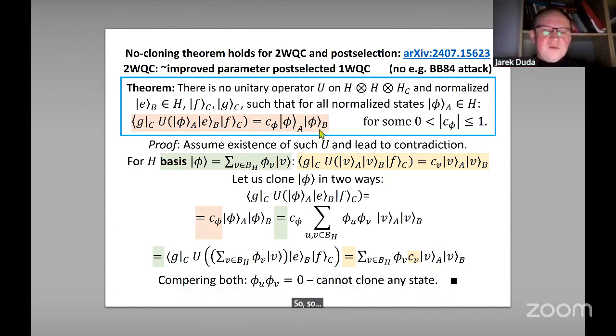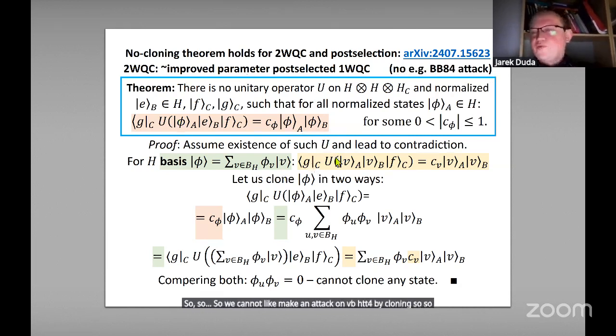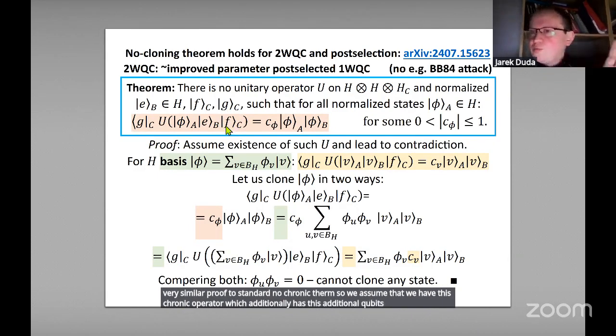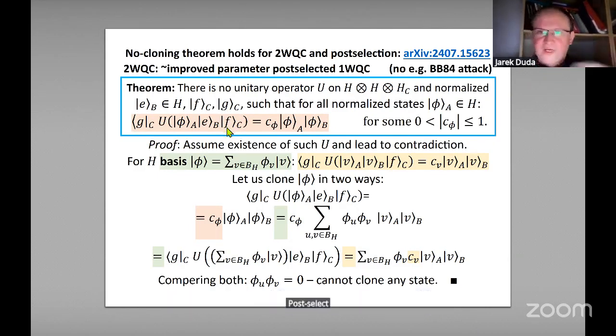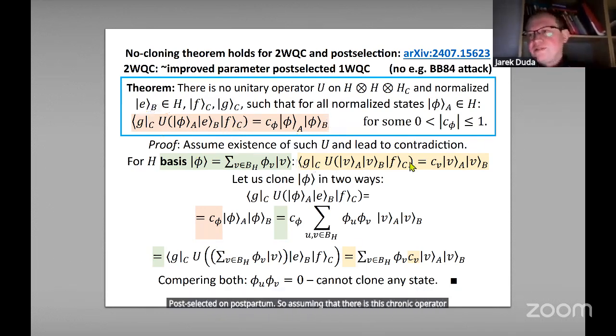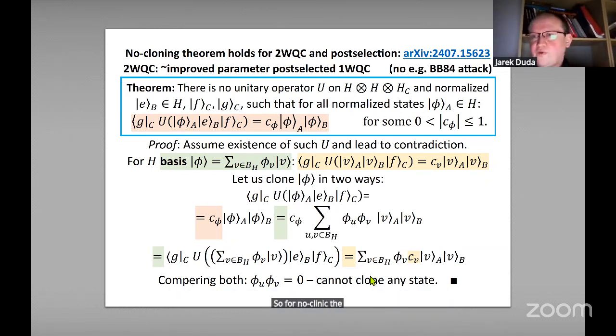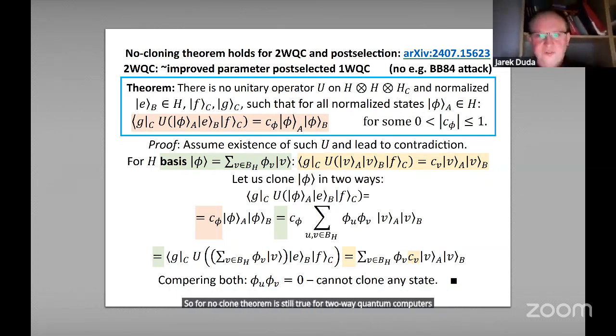So we cannot make an attack on BBH-4 by cloning. This is very similar to the proof of the standard no-cloning theorem. We assume that we have this cloning operator, which additionally has this F, these additional qubits to be measured, to be post-selected on. So assuming that there is this cloning operator, we can in the standard way get to a contradiction, so there cannot be this cloning operator. So the no-cloning theorem is still true for two-way quantum computers and for post-selection.